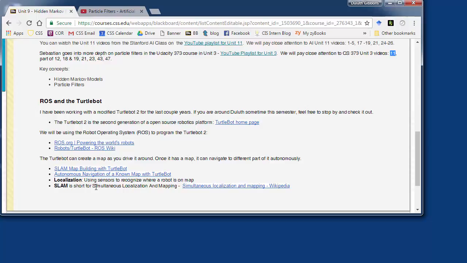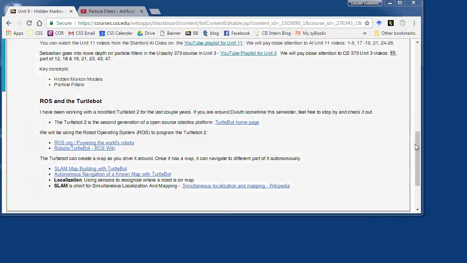Now, SLAM is what's called simultaneous localization and mapping. The robot has to drive around, and sometimes it'll drive around with a fixed map and just know where it is in the map. Another thing that's challenging for the robot is to drive around in a new environment where it creates the map, but also keeps track of where it is in its own map, and that's something called SLAM. And that's an area where Sebastian has done a lot of research.